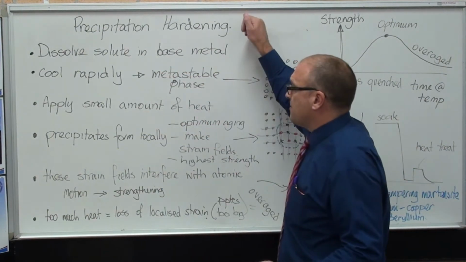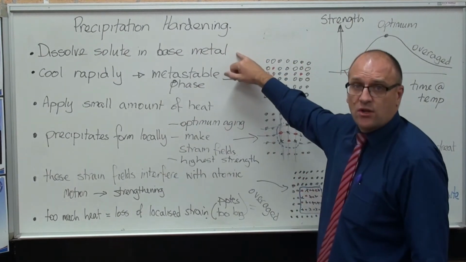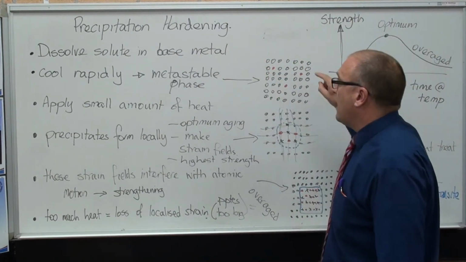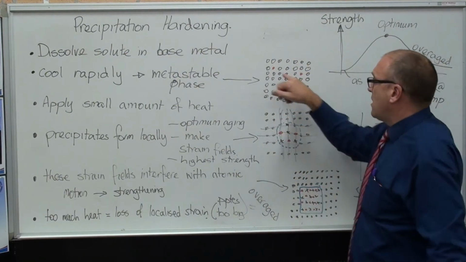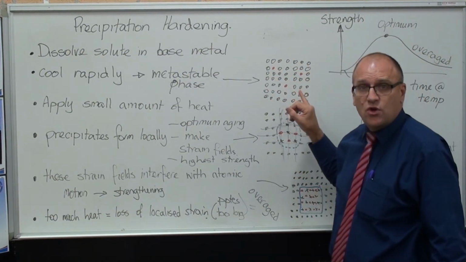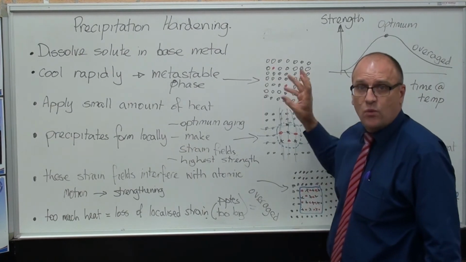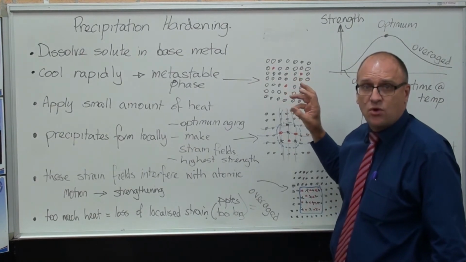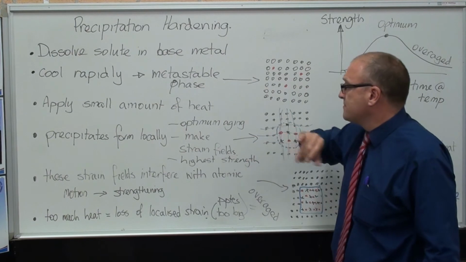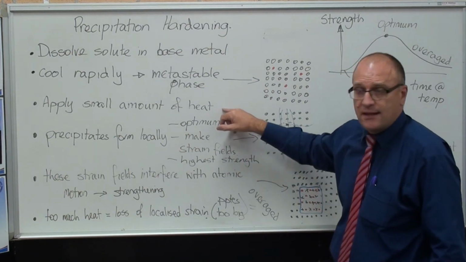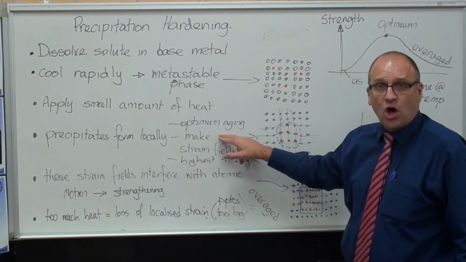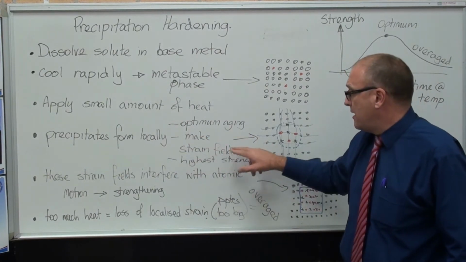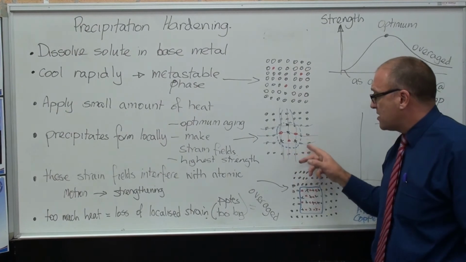So, precipitation hardening, you dissolve the solute in the base metal, cool it rapidly and you get that metastable phase. So the red dots are the solute. They don't want to exist like that, but because you've cooled quickly, they're trapped. You apply a small amount of heat then, and the precipitates form locally. It's called optimally aged.